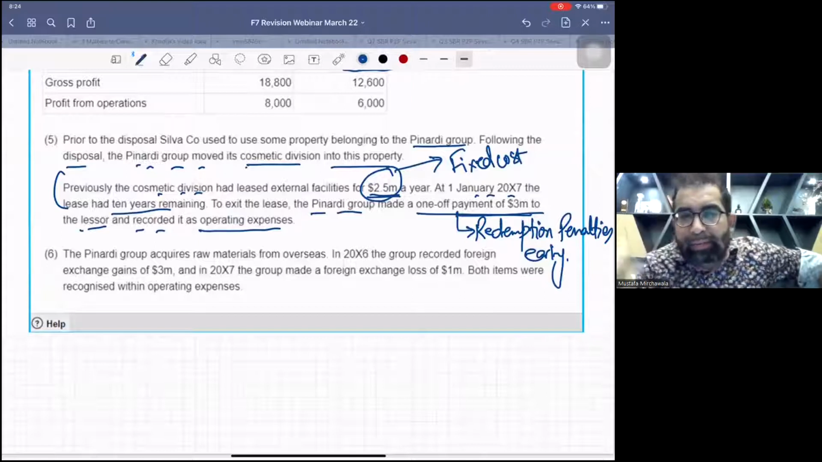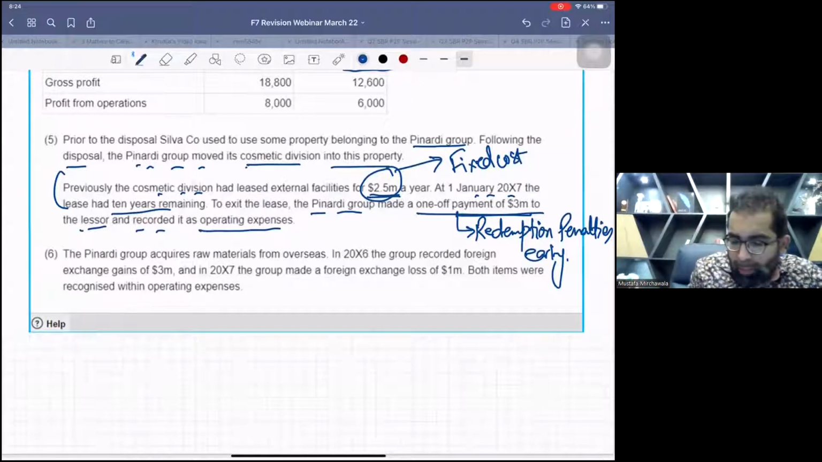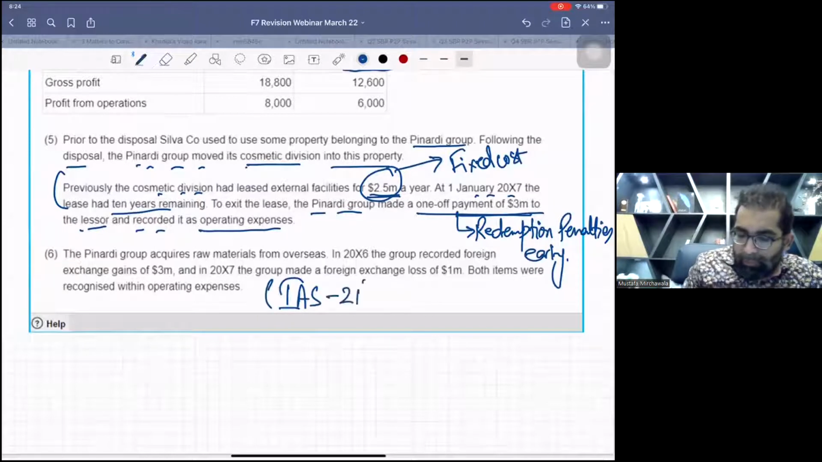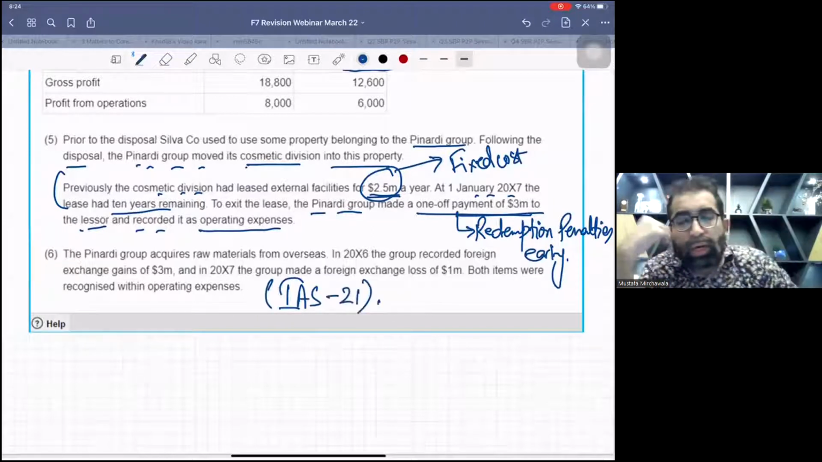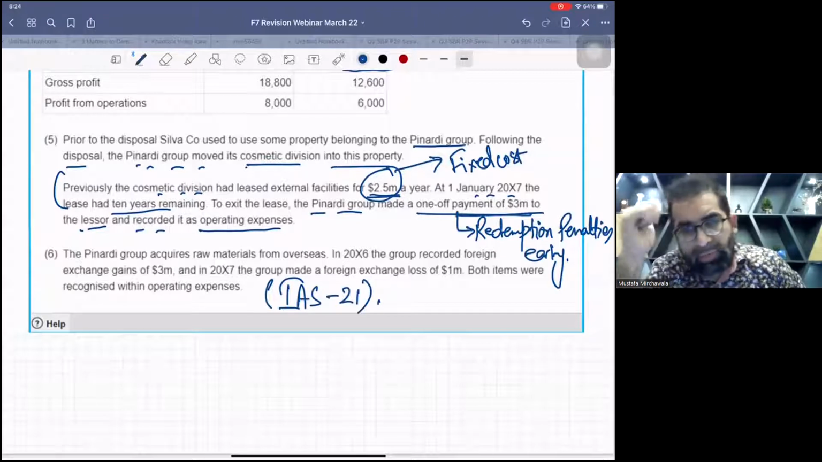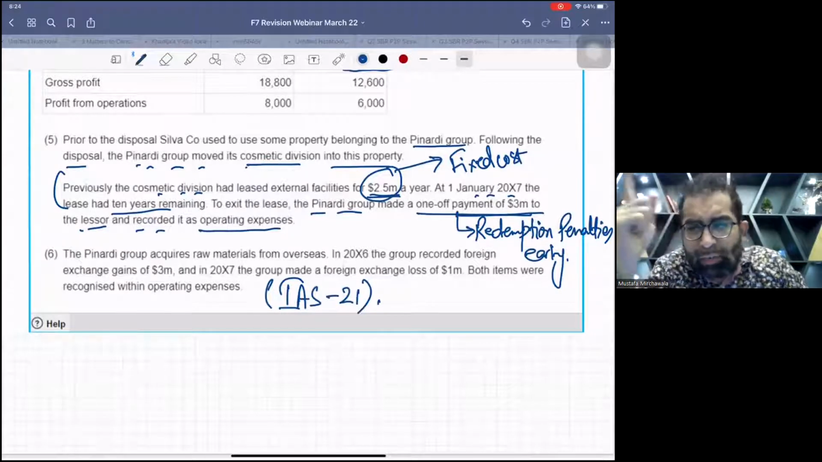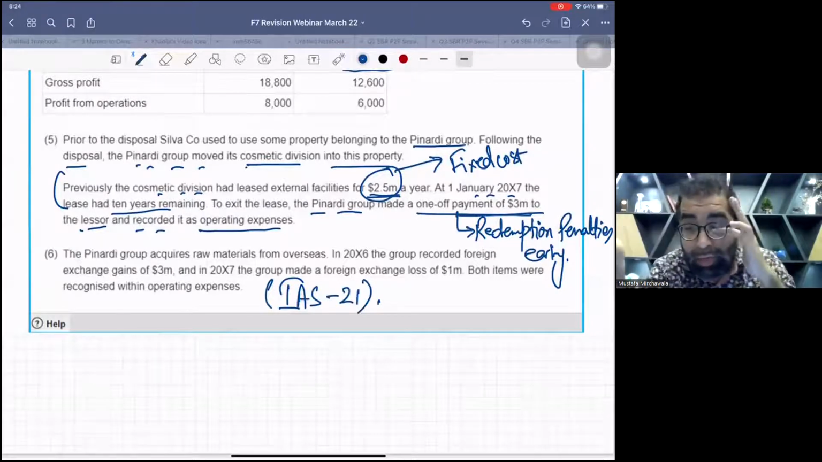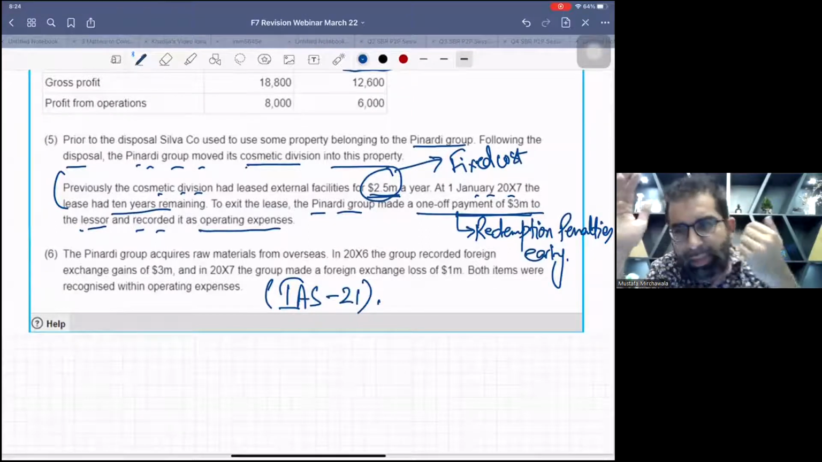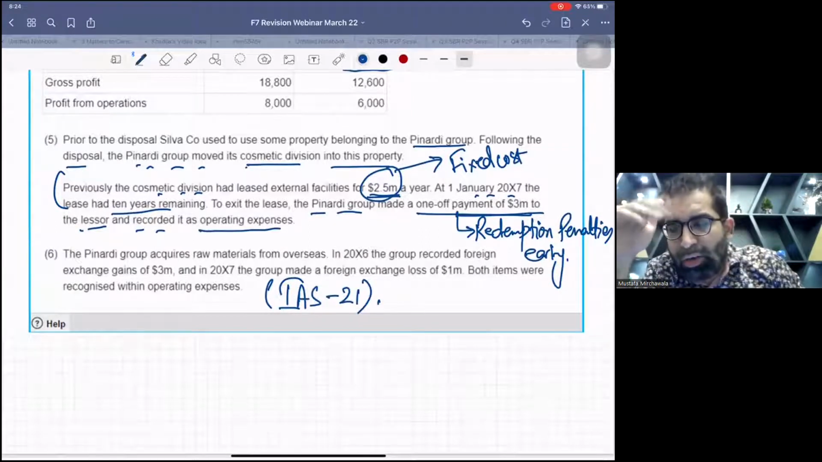Now, the next thing is related to IAS 21. The Pinardi Group acquires raw material from overseas. Okay. So when you buy from overseas, there is a risk which we call exchange gain or loss risk, exchange rate risk. I'm sure you all have done this standard.